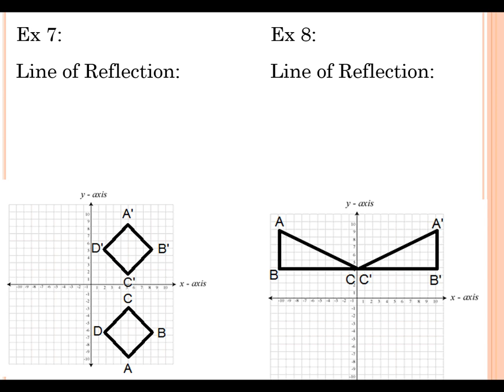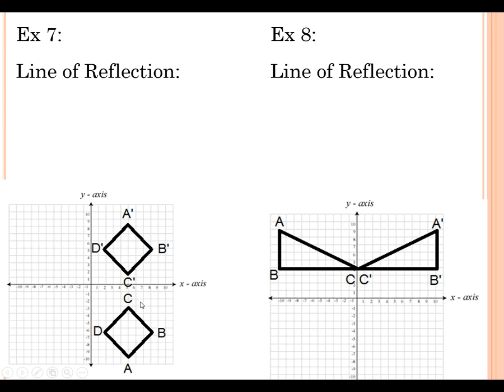On 7 and 8, you're going to be doing the opposite of what we just did. On examples 7 and 8, I have given you the image and the pre-image shape. I know this one's the pre-image because it doesn't have the primes, and this one is the image because it does have the primes. So I've given you the pre-image and the image, and you have to figure out where the line of reflection is. Where's the line that I can draw such that these two shapes will be symmetric to that line? Basically you're finding the line that's halfway in between the two shapes.